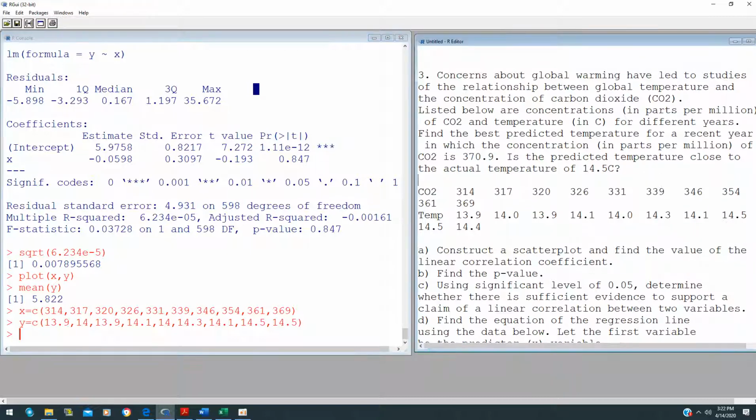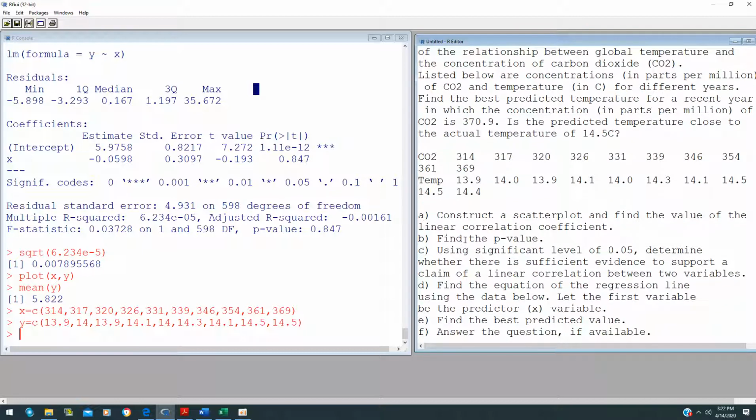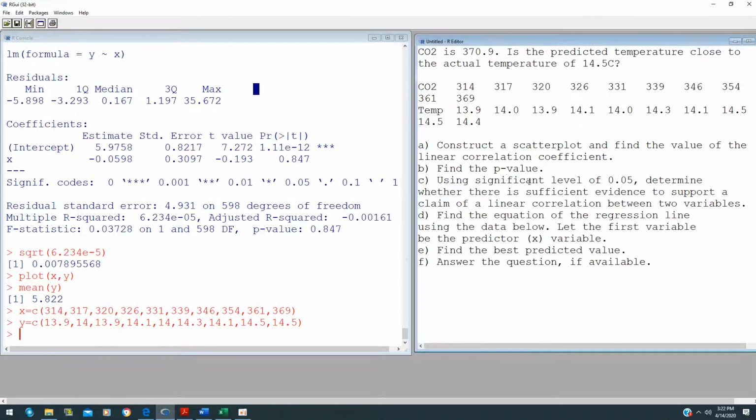So this question is giving us data. They give us CO2 data and they also give us temperature data. The questions want us to construct the scatter plot and find the linear correlation coefficient R. They also want you to find the p-value. They also want you to figure out if there's a linear correlation, if I use alpha as 0.05, and then find the equation of the regression line.